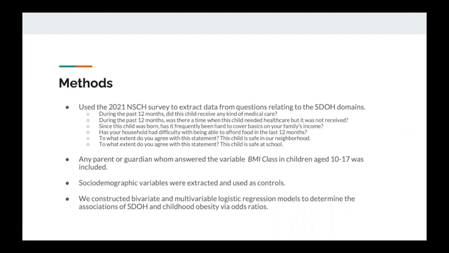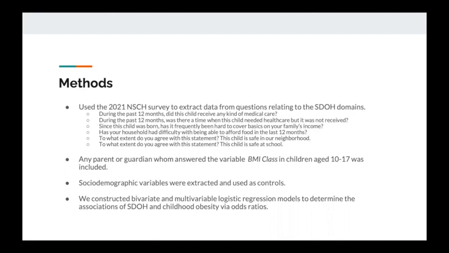These questions were: During the past 12 months, did this child receive any kind of medical care? During the past 12 months, was there a time when this child needed health care but it was not received? Since this child was born, has it frequently been hard to cover basics on your family's income? Has your household had difficulty with being able to afford food in the last 12 months? And to what extent do you agree with the statement: this child is safe in our neighborhood, and this child is safe at school.